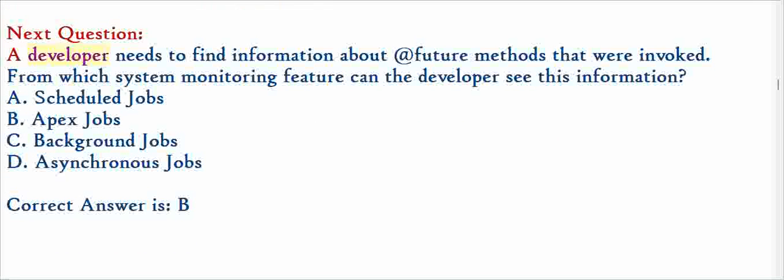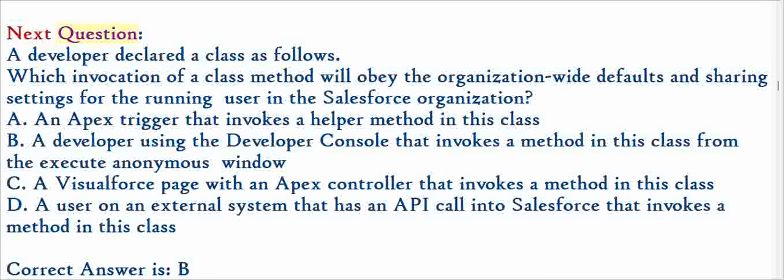A developer needs to find information about future methods that were invoked. From which system monitoring feature can the developer see this information? A. Scheduled jobs. B. Apex jobs. C. Background jobs. D. Asynchronous jobs. Correct answer is B. Next question.